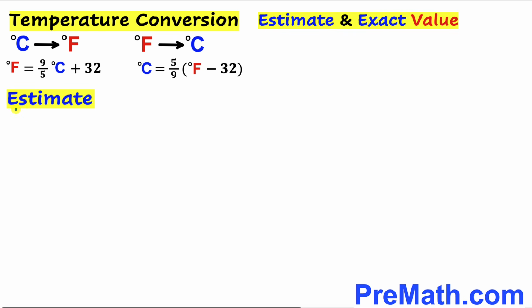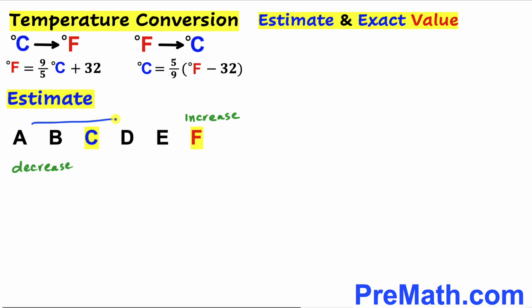And now we are going to talk about the estimates. And here's the nice trick to calculate the estimate. Let's focus on these alphabets A, B, C, D, E, and F, where C is our temperature Celsius and F is our temperature Fahrenheit. And if we go from left to right, our values tend to increase. And if we go the other way around, from right to left, the values tend to decrease. And bear in mind, the value of F is going to be larger than the value of C.